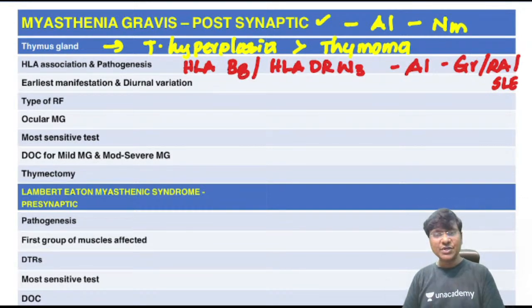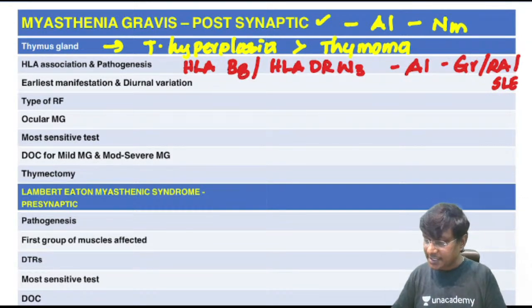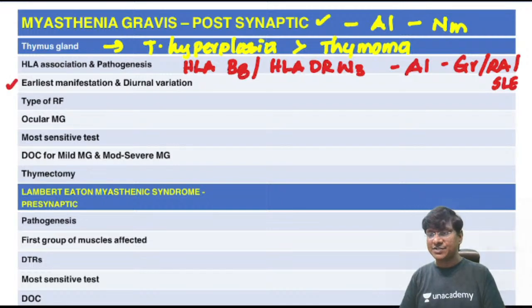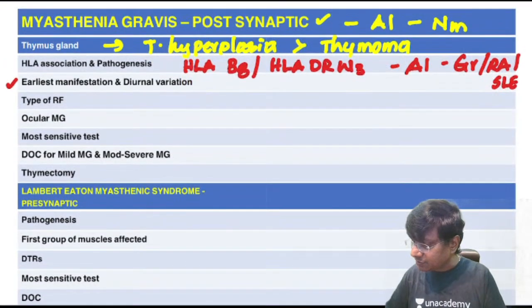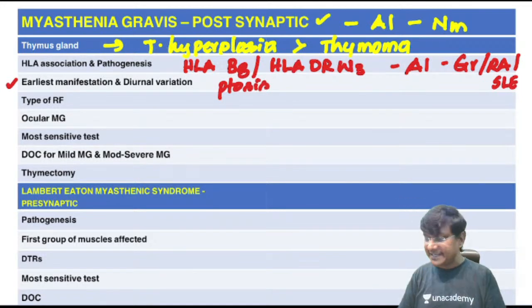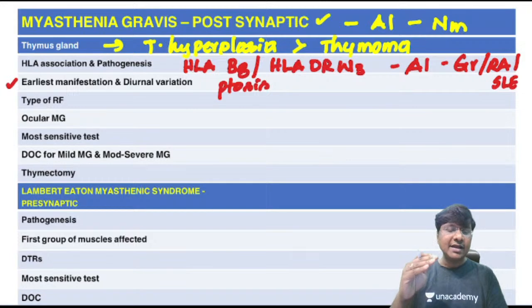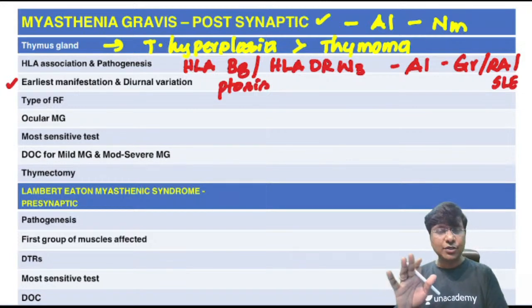So your Myasthenia gravis is an autoimmune disorder. Now, what will be the earliest manifestation in patients with Myasthenia gravis? The earliest manifestation will be ptosis, and this ptosis will be asymmetrical. These patients have a characteristic diurnal variation of the symptoms. What do you mean by this? Early in the morning, the individual will be absolutely normal, but as the day progresses, there will be an increase in the severity of the symptoms.